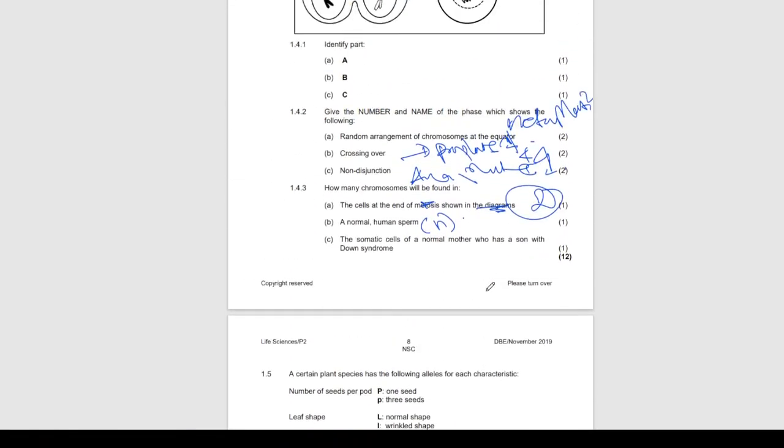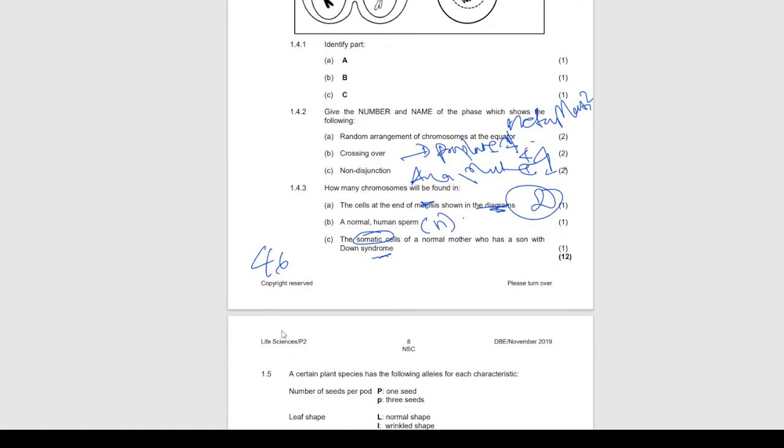Somatic cell of a normal mother who has a son with Down syndrome. Now when you talk about a somatic cell, you're talking about the body. So the body is having 46. That's what you know.